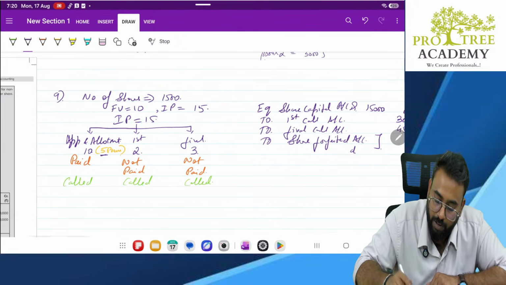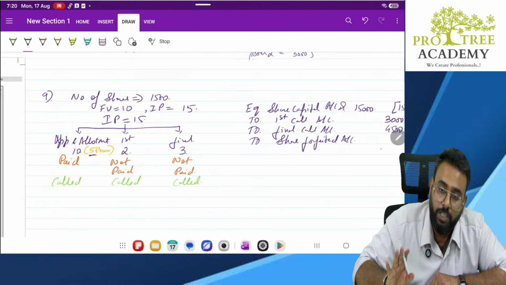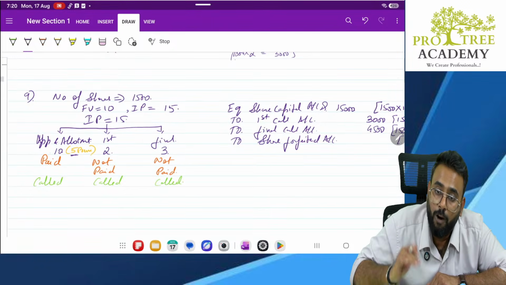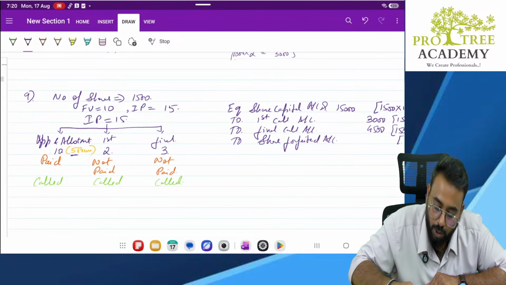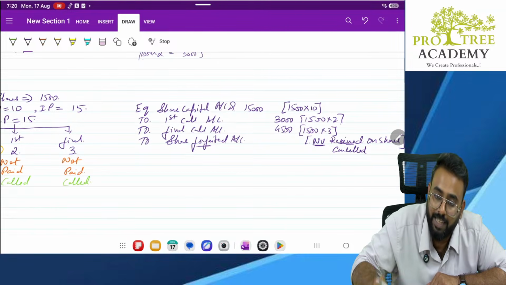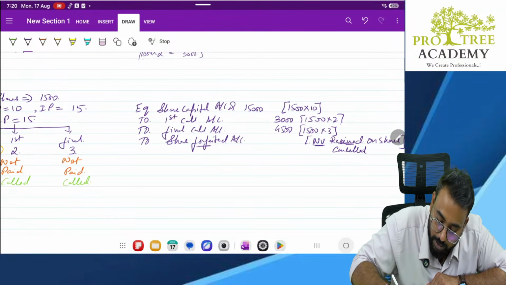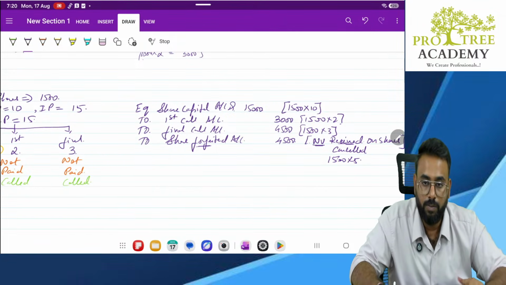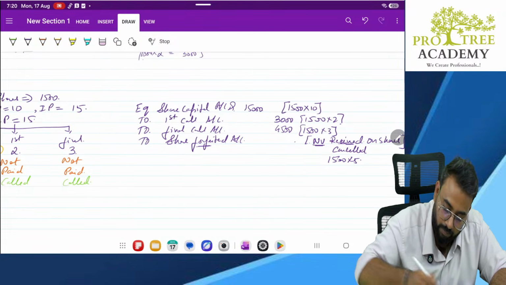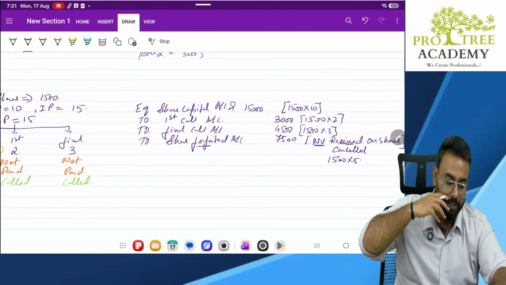What is the nominal value, sir? What is the amount you have received till date? The amount I have received is 10 rupees, correct? 10 rupees. But out of this, how much is towards nominal value? How much is towards premium? 5 rupees is towards premium, 5 rupees is towards nominal value. So in the share forfeiture account, we will always take the nominal value received on the shares cancelled. So how much is the nominal value received? 5 rupees, correct? 5 rupees. So that is 1500 into 5. Sorry, not 4500. Clear? That's it.